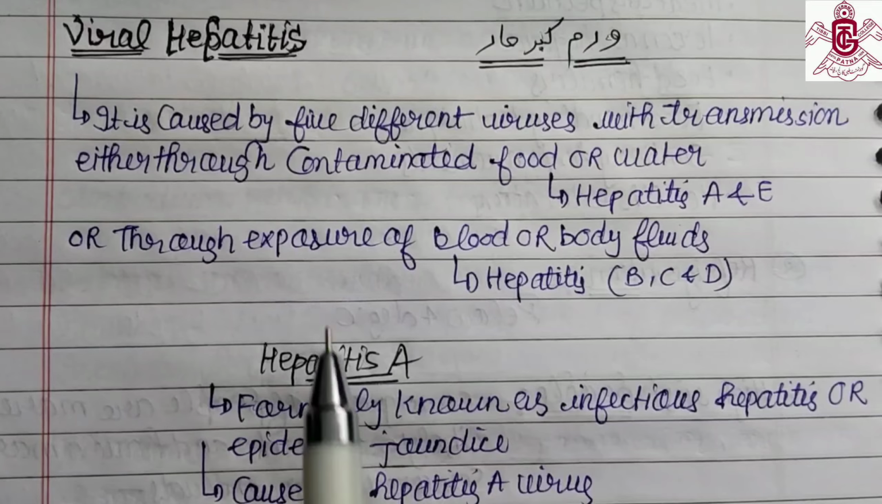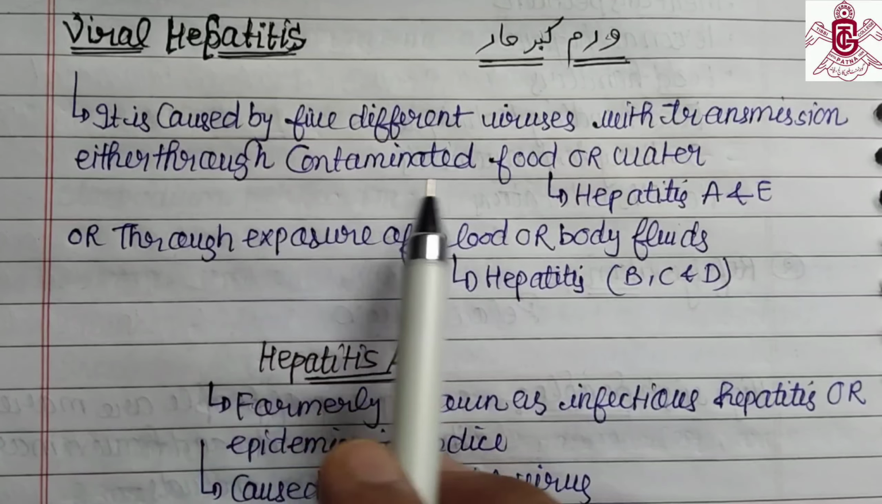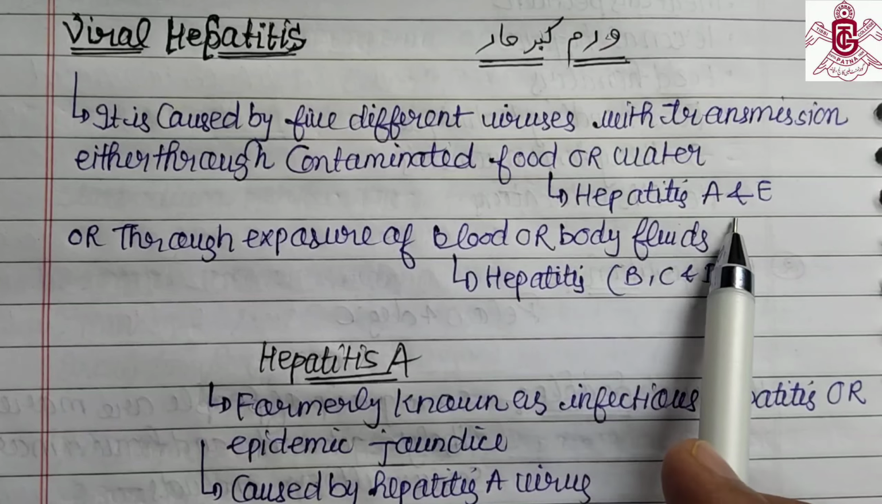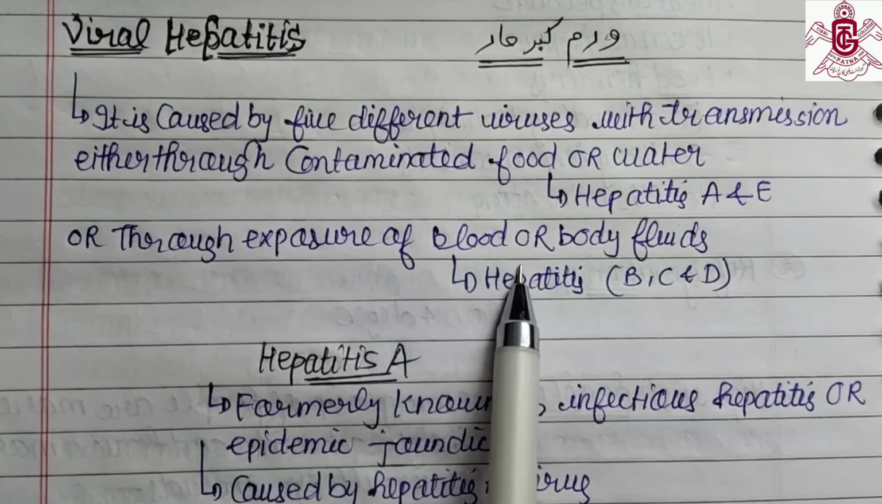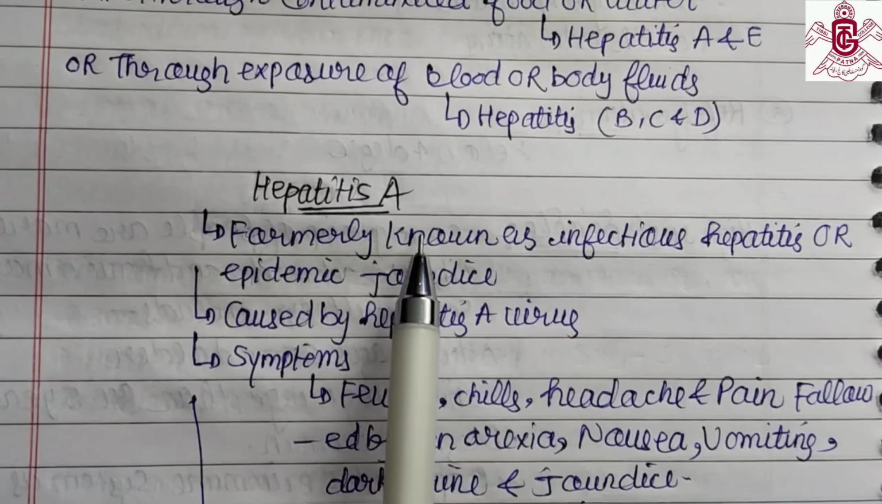Viral hepatitis is caused by five different viruses. Hepatitis A and E are transmitted through contaminated food or water. Hepatitis B, C, and D are transmitted through exposure to blood or body fluids. Now let's start with hepatitis A.